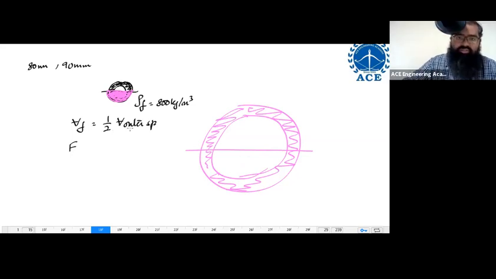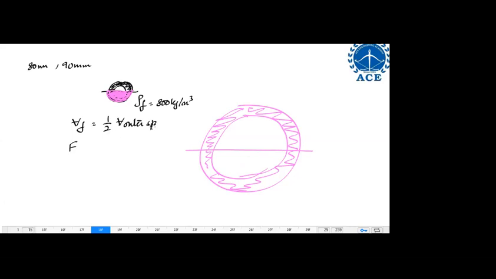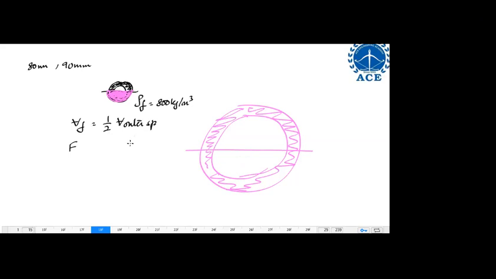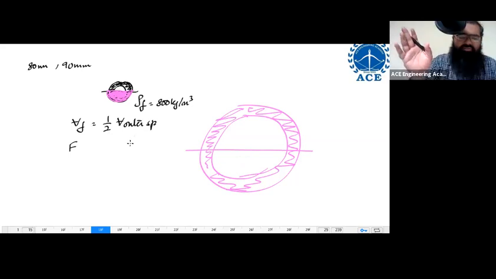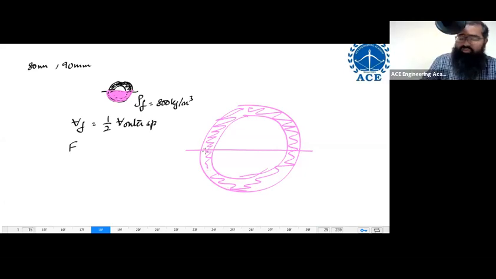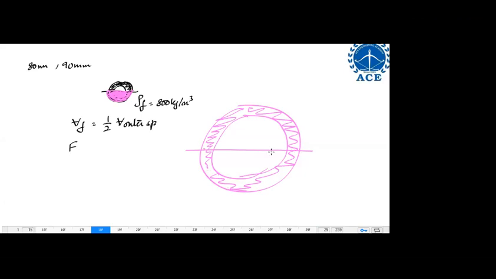Okay. While considering the weight of the body, what you are doing is correct: 4/3 pi, outer cube minus inner cube. That is right. That is the volume of the sphere, accepted. But the volume of fluid displaced is not that. The volume of fluid displaced is this amount of volume. It is the hemisphere of the outer sphere. Okay, sir, got it.